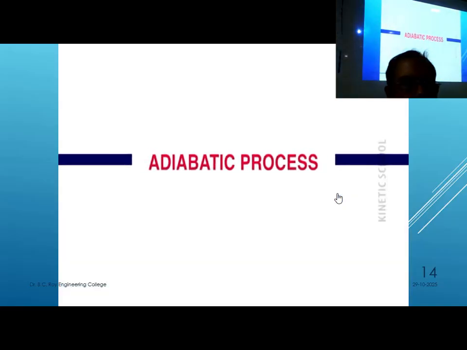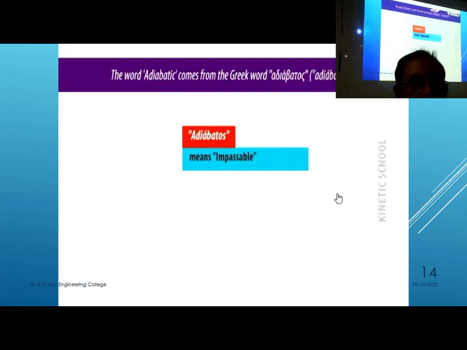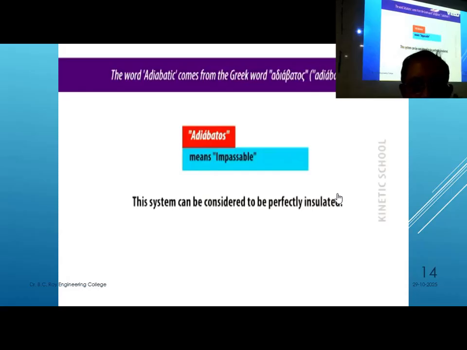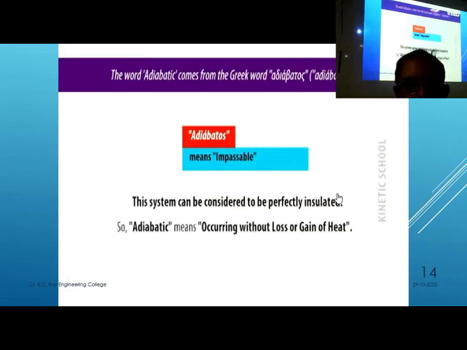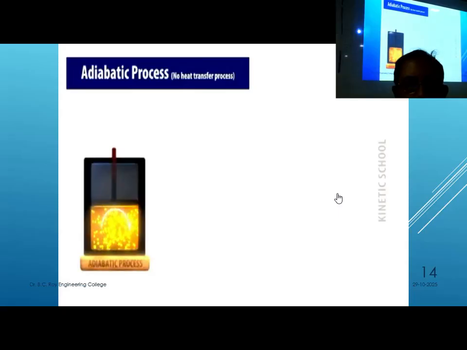Second one is adiabatic process. The word adiabatic comes from the Greek word adiabatos. Adiabatos means impassible. This system can be considered to be perfectly insulated. So, adiabatic means occurring without loss or gain of heat. Adiabatic process is a no heat transfer process.